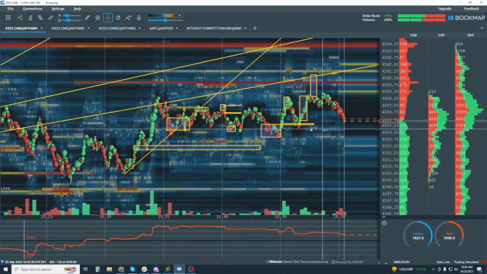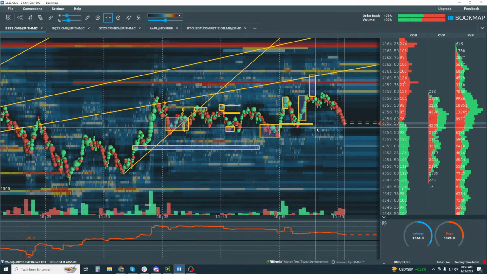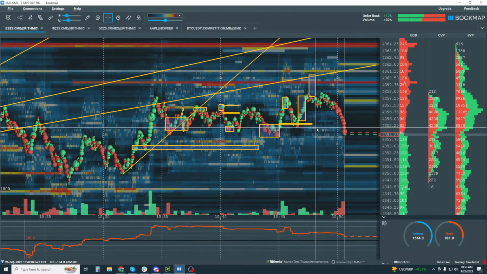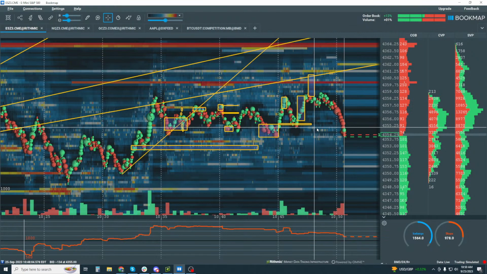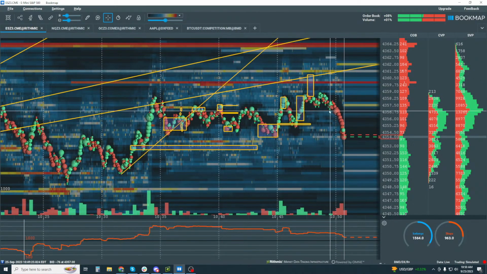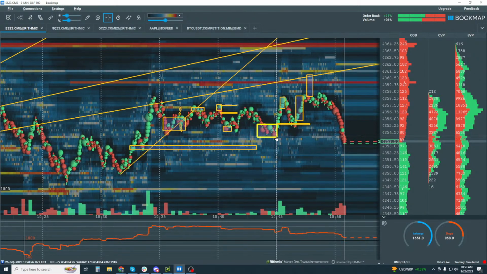Think of it, I think of it at least, like a rocket trying to escape gravity. It needs a tremendous amount of power, and that's what we're going to look for in volume to move it away. And if it can't do it, then this is what happens. The sellers will come back in here. Okay, so now they're testing the bottom of the range in here.